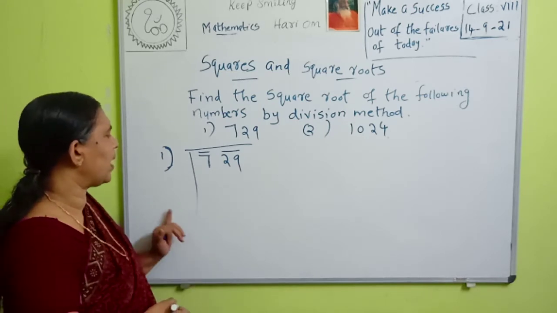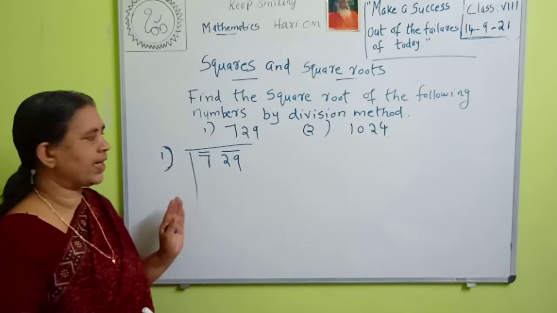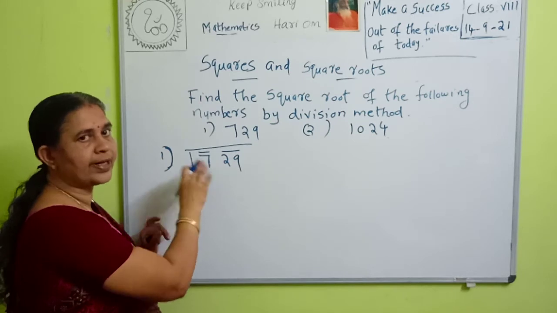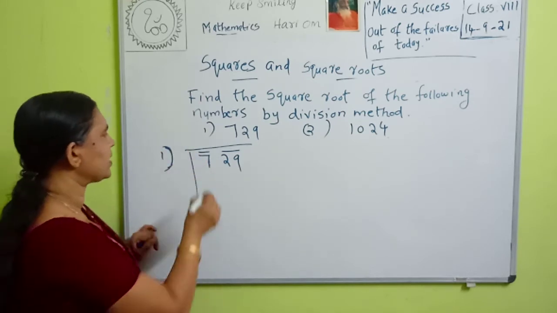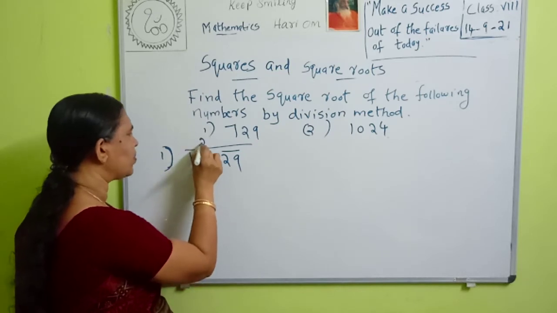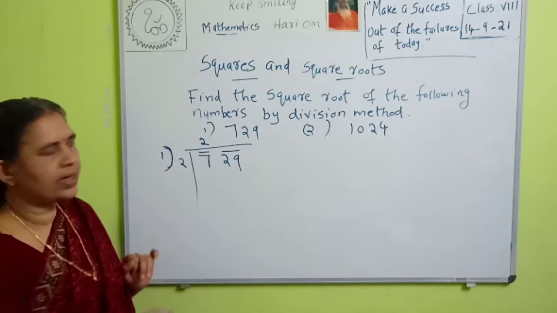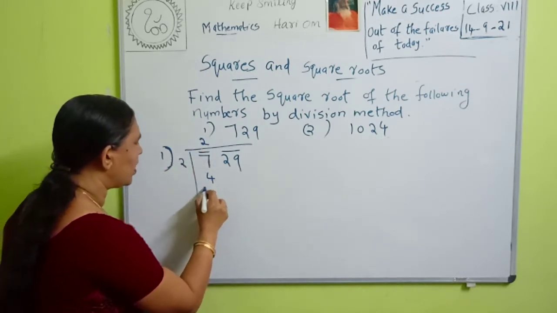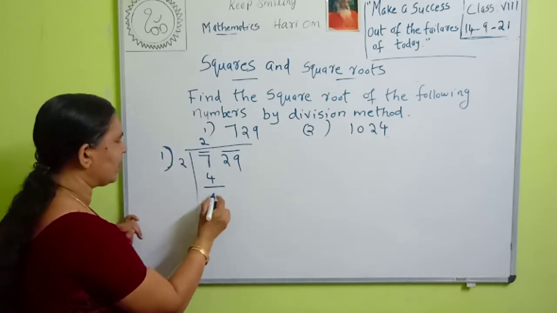Then what do we do? We find a perfect square number near to it. What is the perfect square number near to it? Below 7, it is 4. Then what is the square root of 4? Square root of 4 is 2. Then we write 2 here, and here also we write 2. Then what we do next? Then we multiply 2 into 2. 2 into 2 is 4. Then we subtract 7 minus 4.